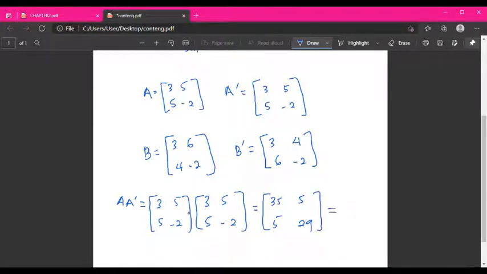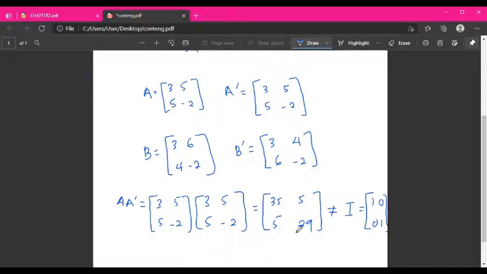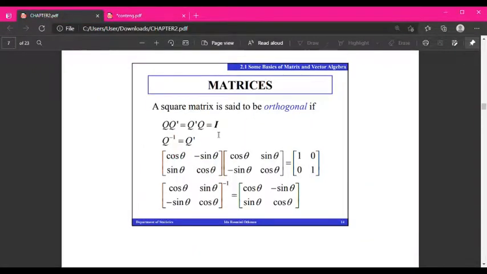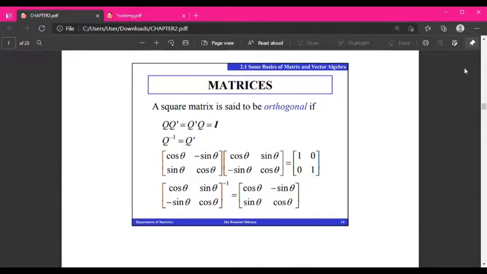So, it is not the identity matrix. Kalau identity matrix, it will be 1, 0, 0, 1. So, because when we multiply matrix A dengan A transpose, kita tak dapat identity matrix macam ni, we can say that matrix A is not an orthogonal matrix. Kalau kat sini kita dapat identity matrix, so we can say that matrix A adalah orthogonal. If not, it is not. Okay. Alright, itu untuk matrices.